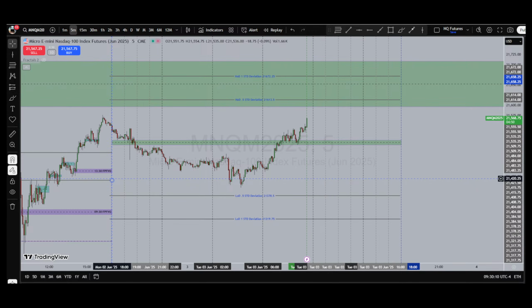72 hit. 21,613 at 9:30 a.m. New York time. Look at the time. June 25, 2025. What's today's date? The 3rd. Okay, I got my proof. It's here. Look at that. So both targets hit. It's been a good day.